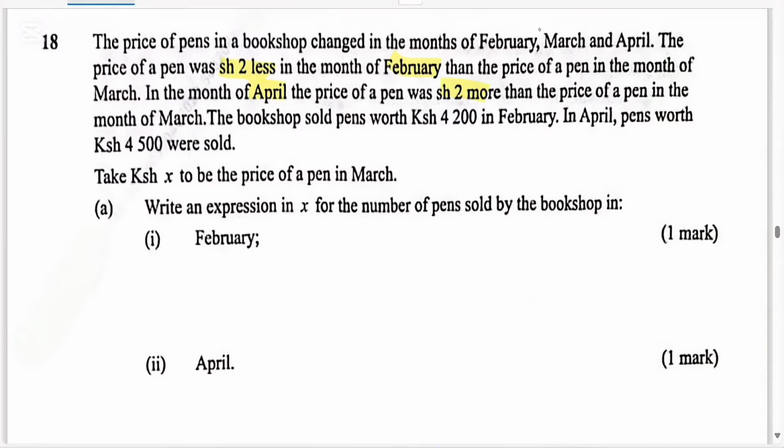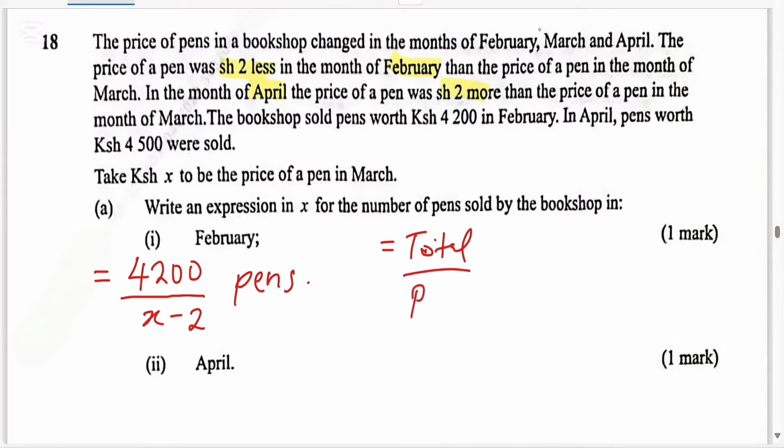Tuanze sasa kujibu swali. Month of February, kupata number of pens using an expression of X, wachukua idadi ama pesa yote ambayo wamepata during the month of February, which is 4,200, divide by the price of the pen during that month, and the price of the pen was not X shillings, but it was 2 shillings less than that in March, so it is X minus 2. Sawa paka hapo. Kumbuka total amount divide by your price. Simple. Ndio utapata expression yako.